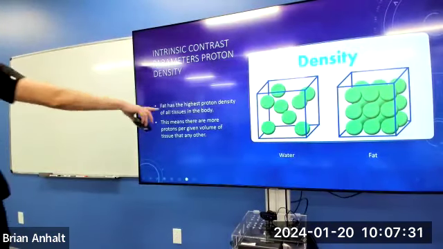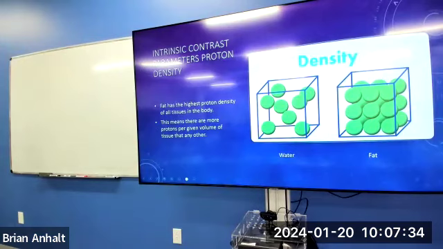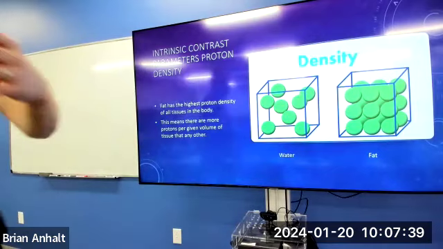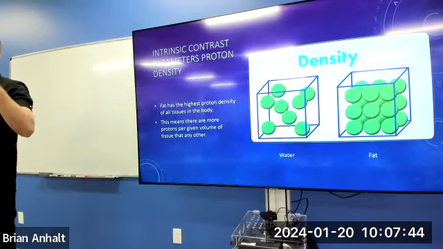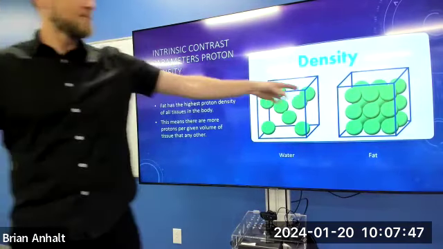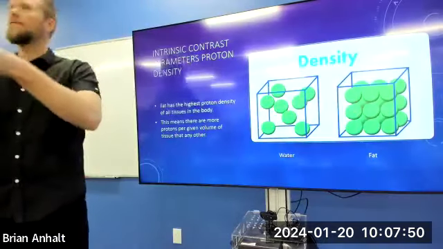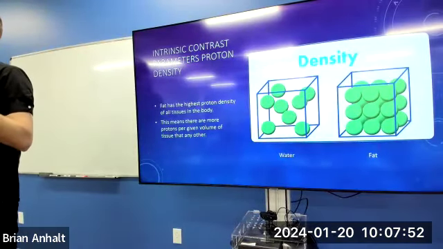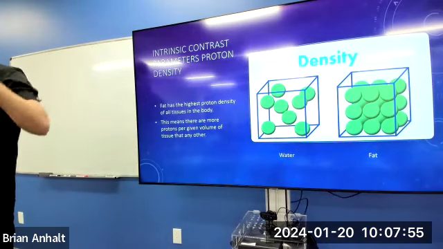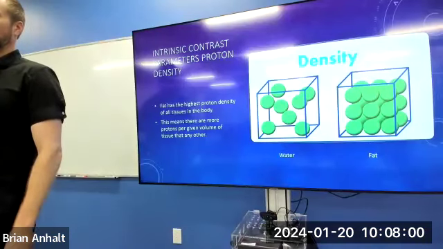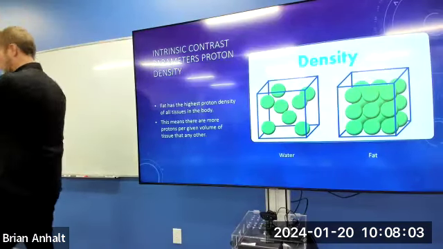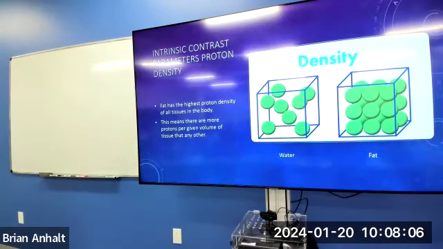Proton density. Density is essentially how much stuff is there in a given volume. So say I have a cup of water and the same cup filled with fat, they're both filled to the same line. There are going to be more protons in fat than there are in water in that given volume. Same thing with the trash can analogy. If my trash can is full, and I push it down and pack more stuff into it, the volume didn't change, right? The trash can's the same size, but the density changed because I packed more stuff into it.